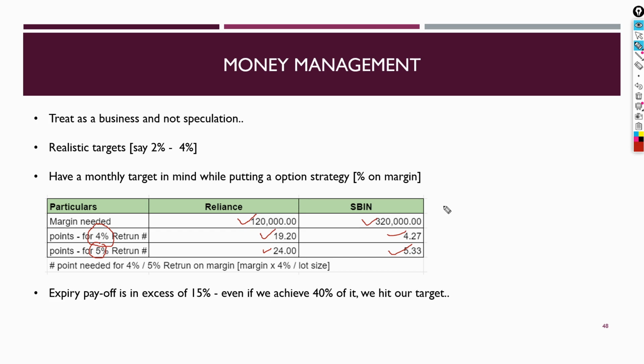Next point: if the expiry profit is showing 15% return on margin, we are not going to achieve the entire profit. Even if we achieve 35 to 40% of it, our target is hit. If the target is hit, you can either book part profit, reduce the further risk, or put on another safe strategy if you still have a view on the stock. So knowing where to exit is also important for any strategy.